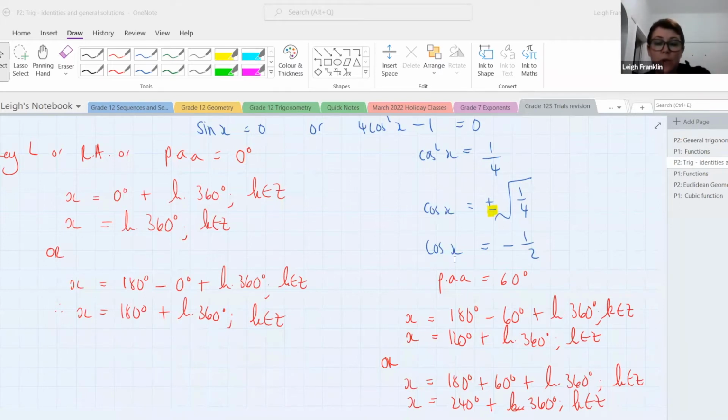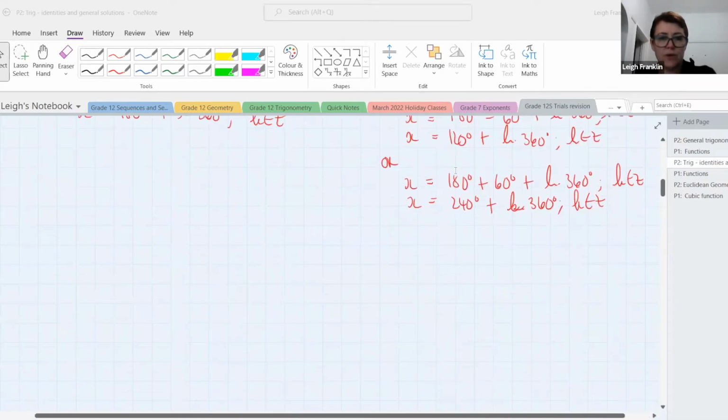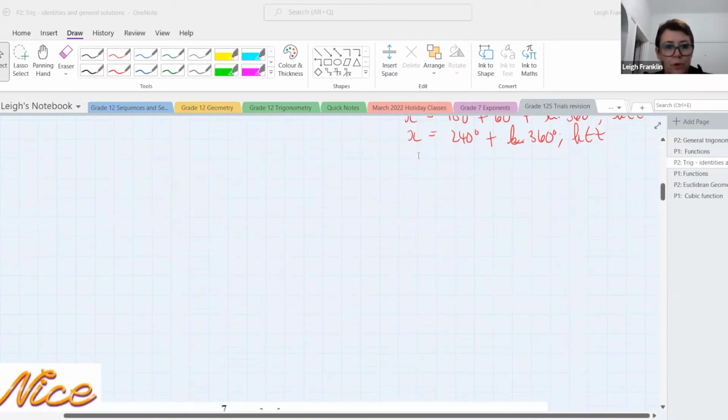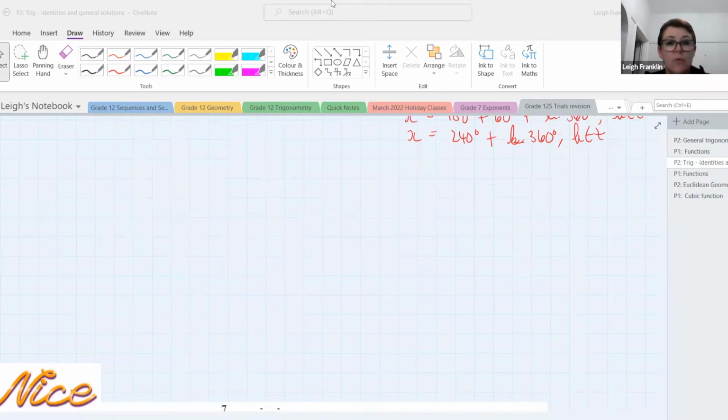Very important, don't forget your k times 360. K is an element of the integers. You do get a mark for that. I'm glad you're feeling confident. If everybody's happy with that, we can move on to the next question. You can always come back and watch this and have a look at these answers again.